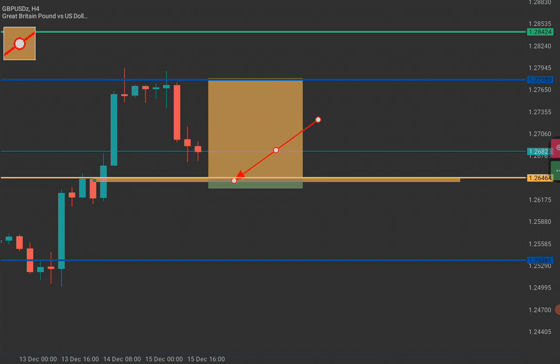So when price comes to this place successfully by tomorrow or by Tuesday, I'm going to be taking a buy from here if I get my entry confirmation. And if I do not get my entry confirmation, that is fine. So that is how I analyze my trades.